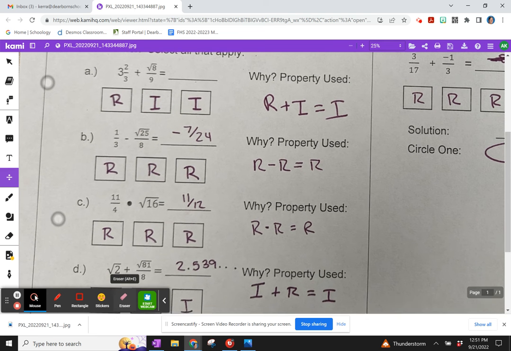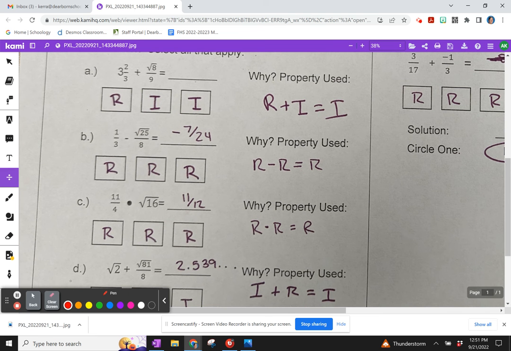Now B is a little tricky. An integer divided by an integer will always get you rational. However, you see a square root. Square root of 25 really means that this number is 5. 5 is rational over rational, so that's that. And then the calculator automatically gives me negative 7 over 24. So I know for sure that's rational.